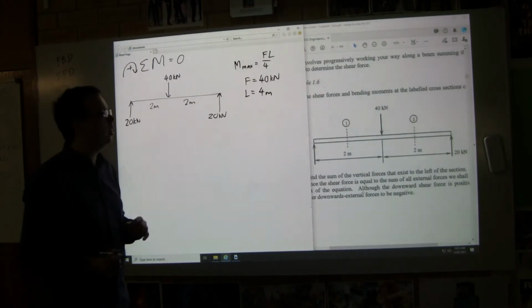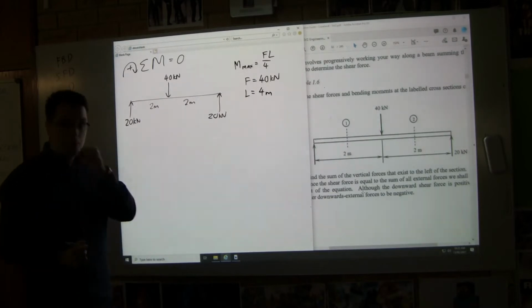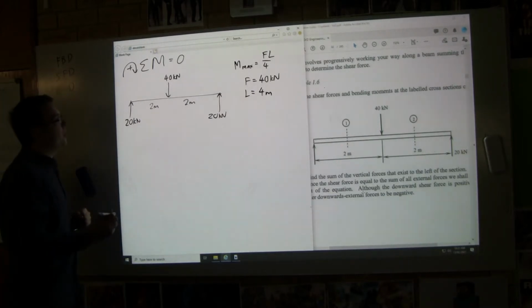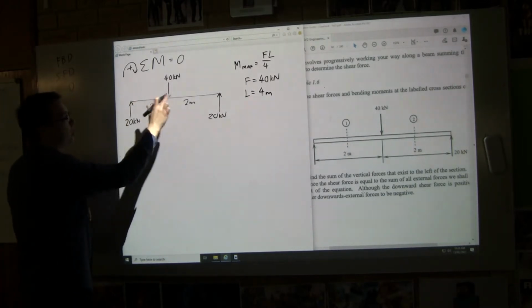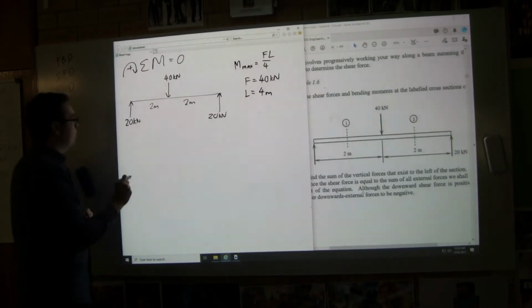But before we get to that, we're going to look at shear force diagrams. We're not going to go straight to the bending moment. We're going to look at a shear force diagram first. Now, we've got a couple of points that we're interested in. We want to look at point 1, point 2, and we're going to look at mid-span. Okay.